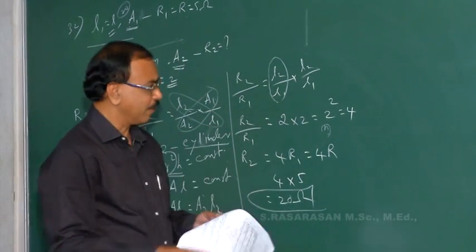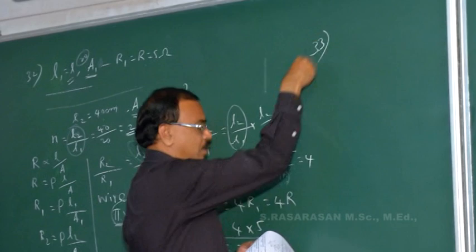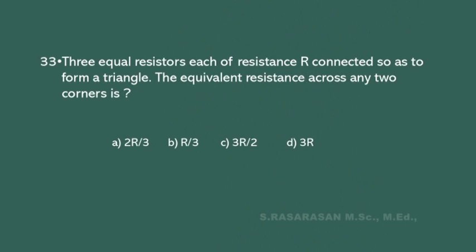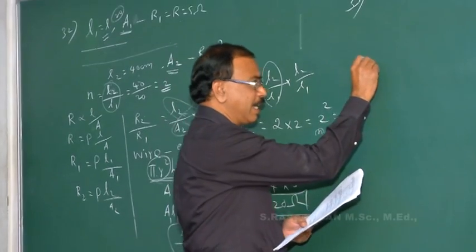See the next one. Three equal resistors, each of resistance R, connected so as to form a triangle. Three resistors connected at the three sides of the triangle. Yes, for a triangle, three sides are there. The equivalent resistance across any two corners. Any two corners. Let me draw the diagram.